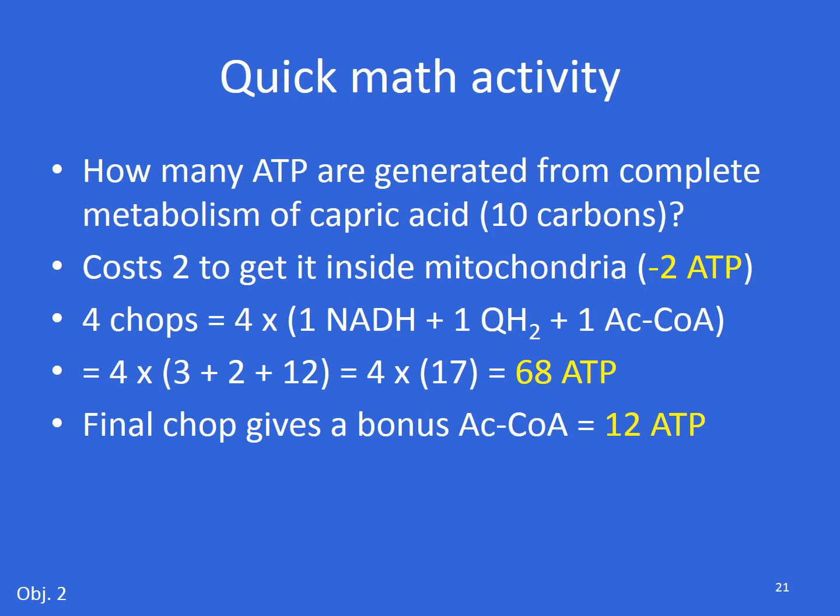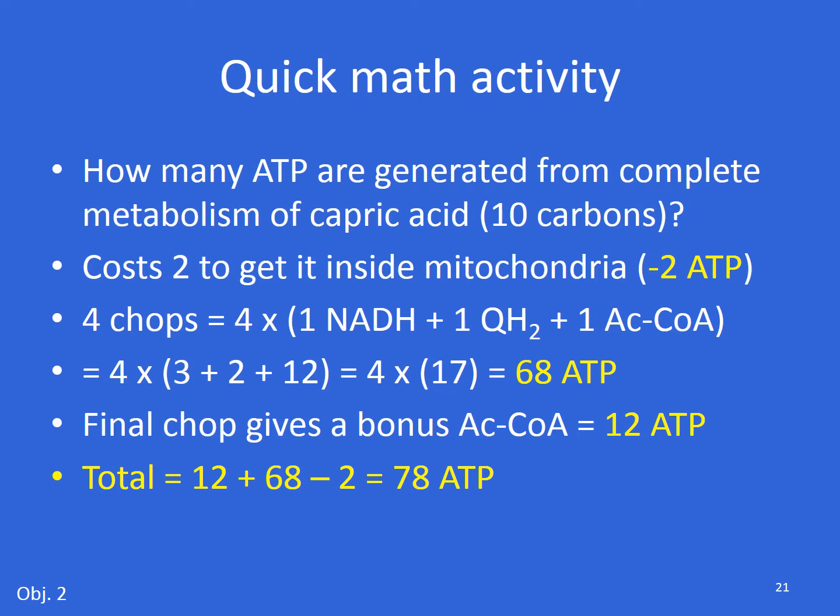Okay, so now we're done. We've gotten our fatty acid inside the mitochondria. We've completely chopped it up using beta oxidation, and we've even included that final bonus acetyl-CoA from the final chop. So our total is 12 from that bonus acetyl-CoA, 68 from beta oxidation, minus 2 for the cost of getting it inside the mitochondria, for a grand total of 78 ATP.